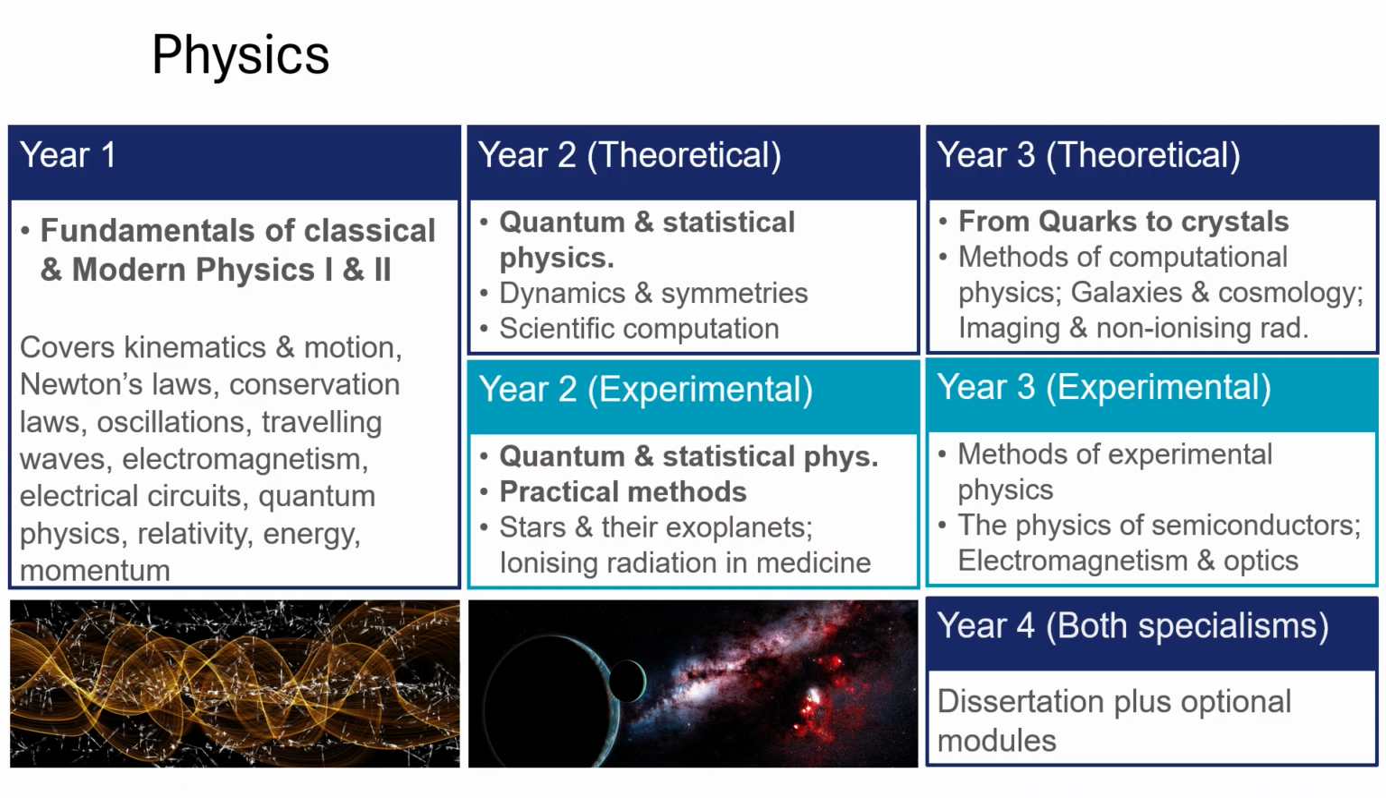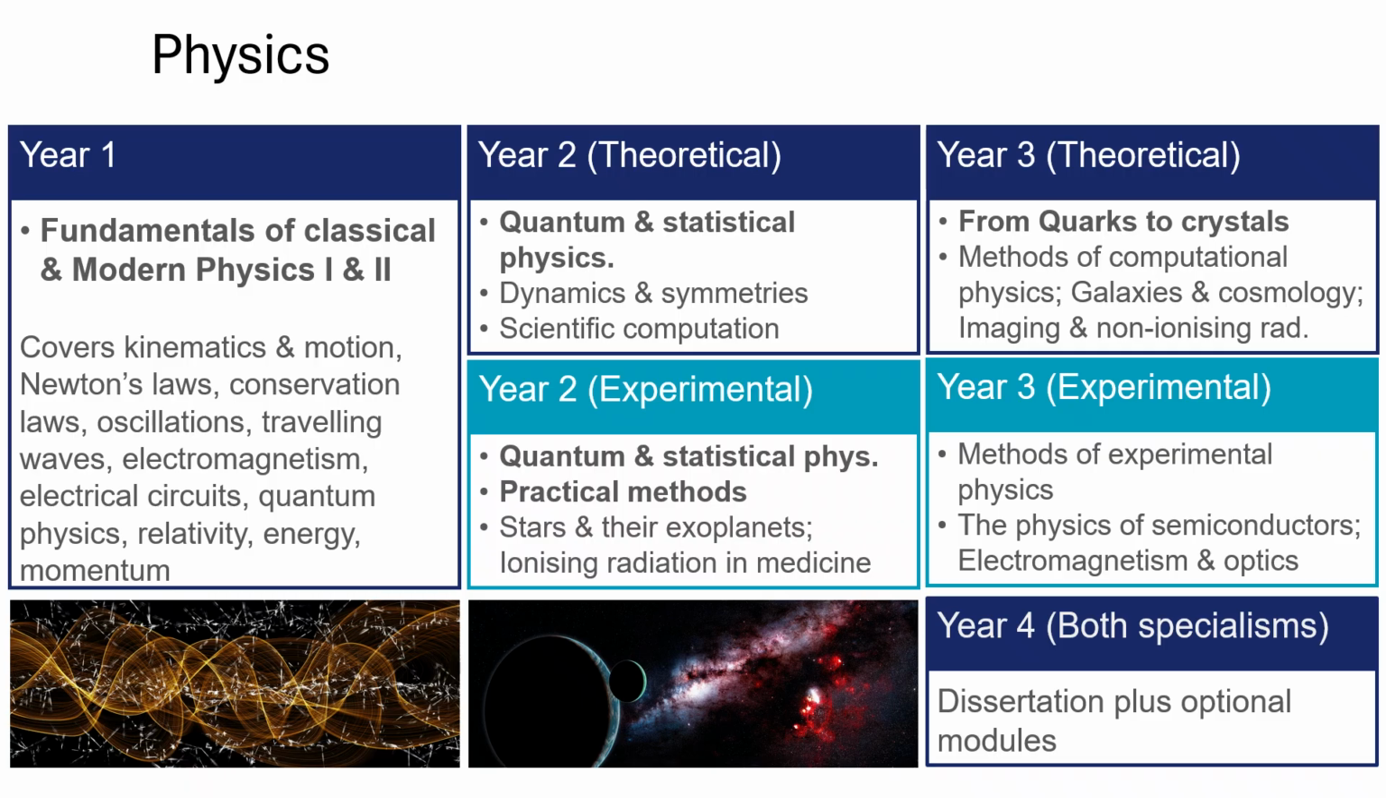From year 2, physics divides into two different specialisms as we have seen before with maths and chemistry. And the specialism will depend on the second subject that you're taking alongside physics. Again, if you're doing physics alongside maths, you will be doing the theoretical physics specialism because it aligns better to what you will be studying in maths. And then if you're taking physics alongside a more experimental subject such as chemistry or biology, you will do the experimental physics specialism.